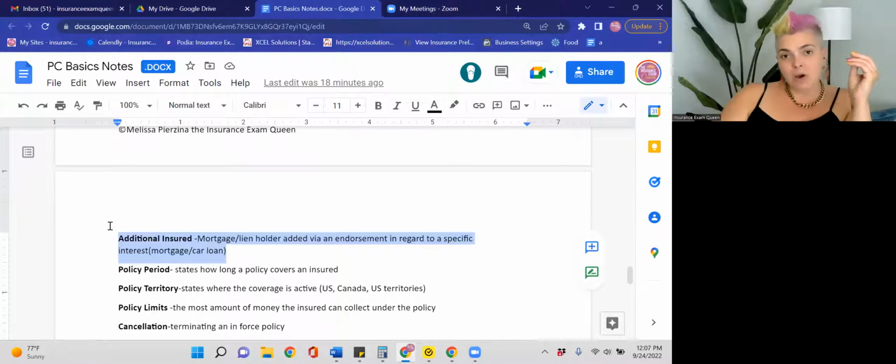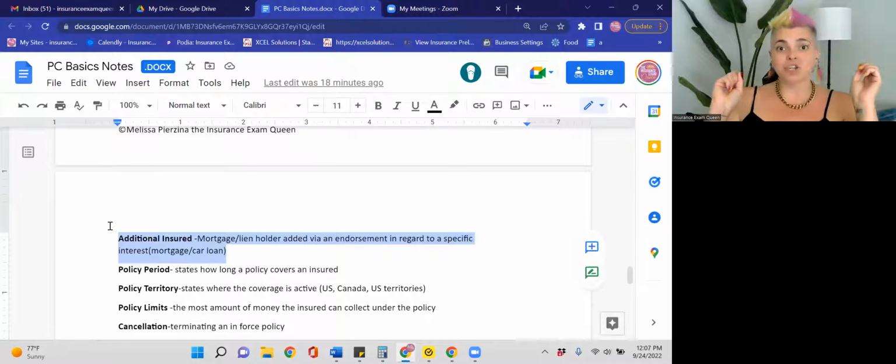So when you have a bank that you are making payments to for a house, that bank is going to say, I need to be on your insurance. I need to be added to your policy so that if the house is destroyed, we will get our money to pay off this mortgage. So mortgage companies are added to the policy as additional insureds. So mortgage holder, lien holder, they're added to the policy via endorsement.